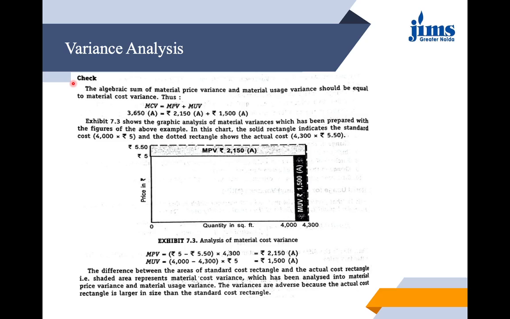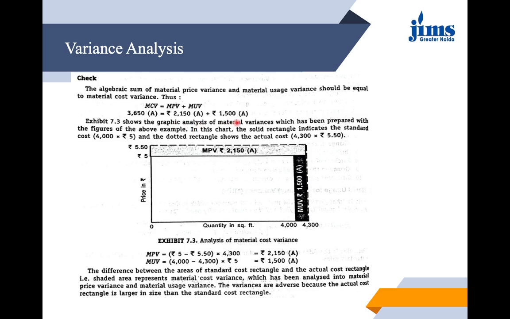Now let us express this algebraically. The algebraic sum of material price variance and material usage variance should be equal to material cost variance that we have studied in the previous lectures till now. So material cost variance would be equal to material price variance plus the material usage variance, price plus quantity. This is being depicted from the previous examples that we have done.